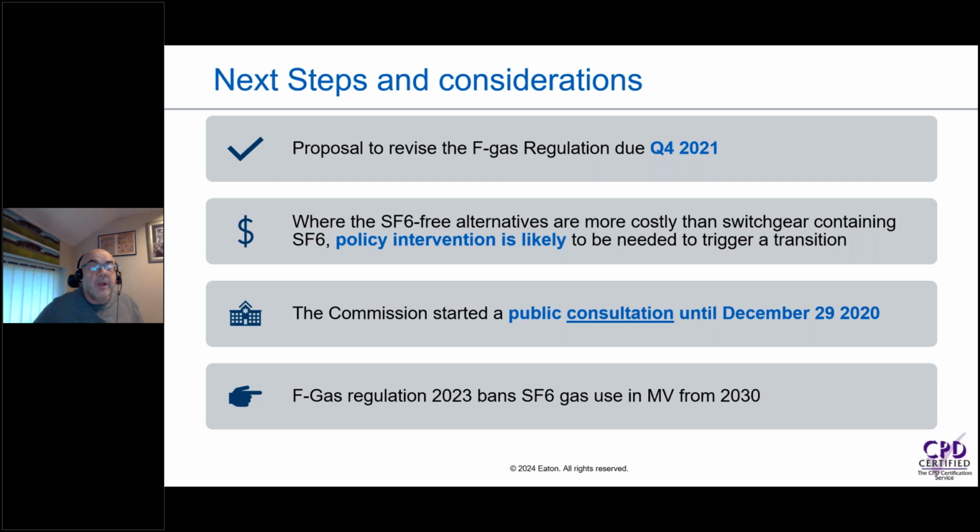So it's important that everyone has their say, and the Commission has started a public consultation. DEFRA will also be opening some consultations soon, so hopefully the ECA will do some lobbying on behalf of the members. Eaton invites everybody to participate in that, because we think it's an important step as we drive towards an SF6-free future.